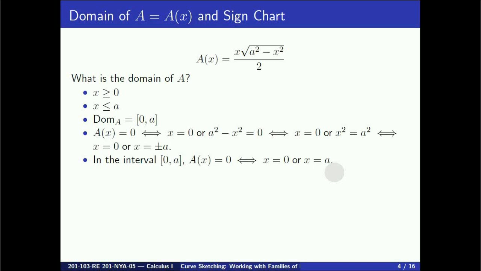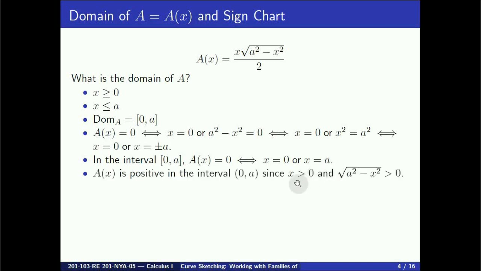Because x is positive on the interval and the square root is also positive, then the function a of x is positive within the interval, and its graph lies above the x-axis. We indicate this information on a real line, where values below the line are values of x, and values above the line are values of a of x. For example, at 0 and a, the values of the area are both 0.